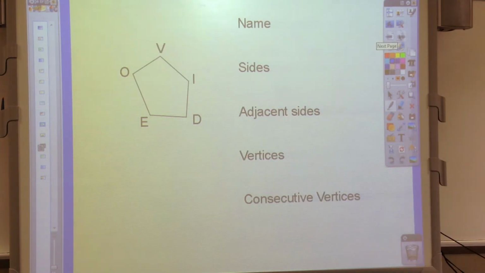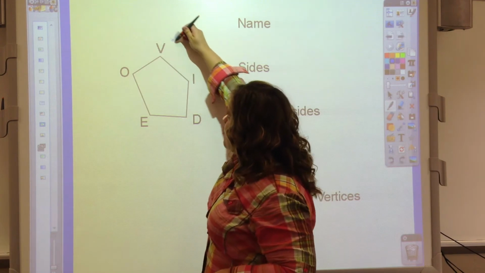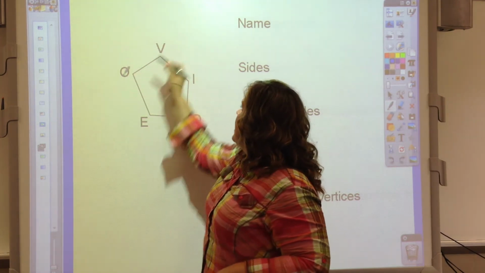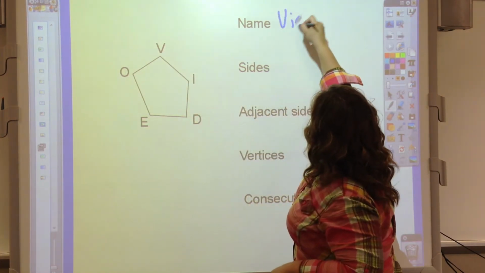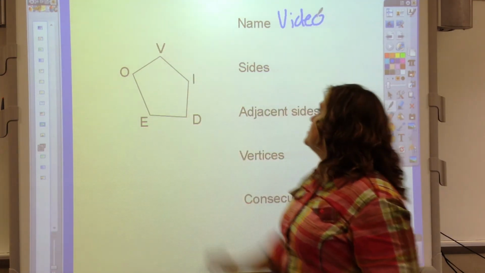And let's talk about this polygon right here. What kind of polygon is it? Hopefully you will agree with me that it's a pentagon. It has 5 sides. So let's start with its name. We're going to start up here at the top and work our way clockwise. And then we will name it video. Well, we'll start at the top and go clockwise.